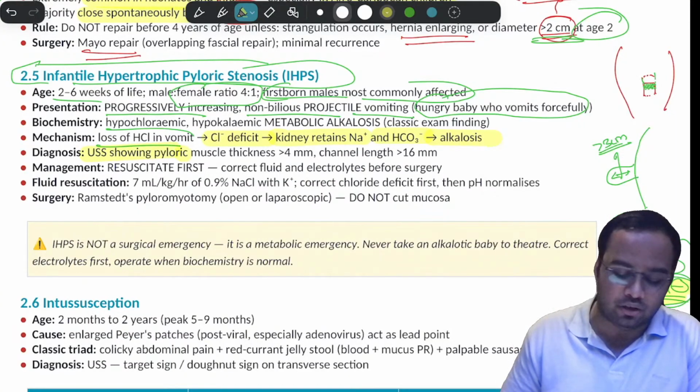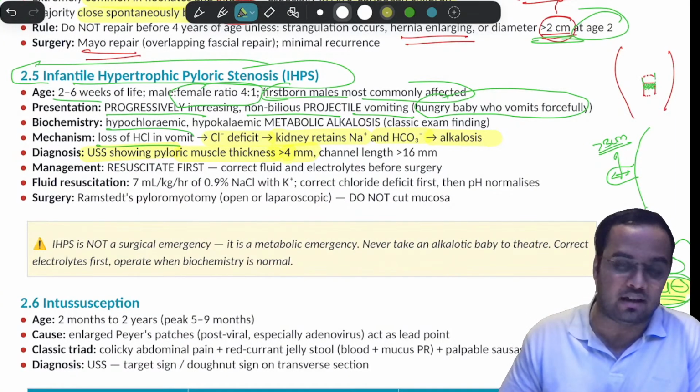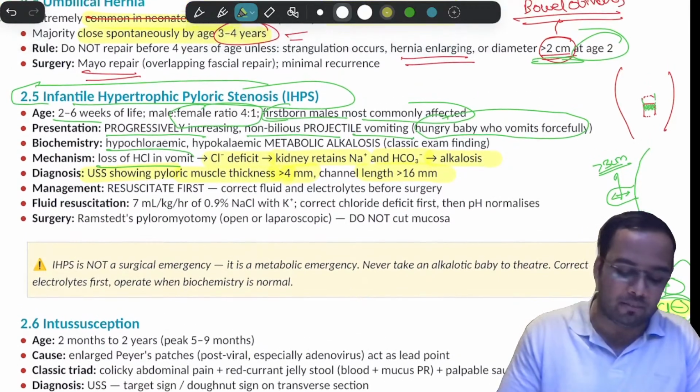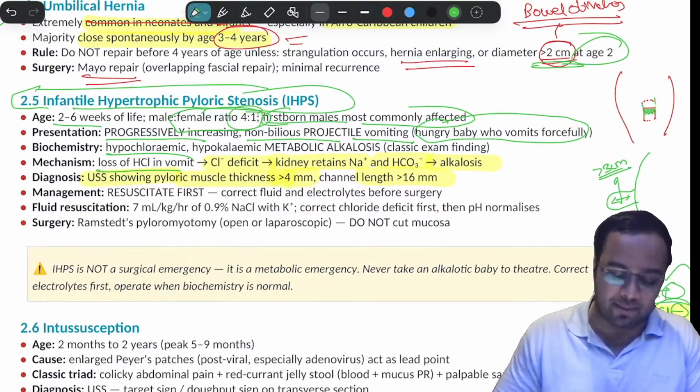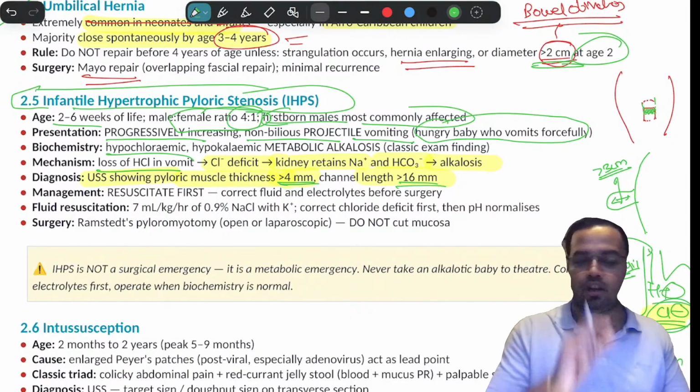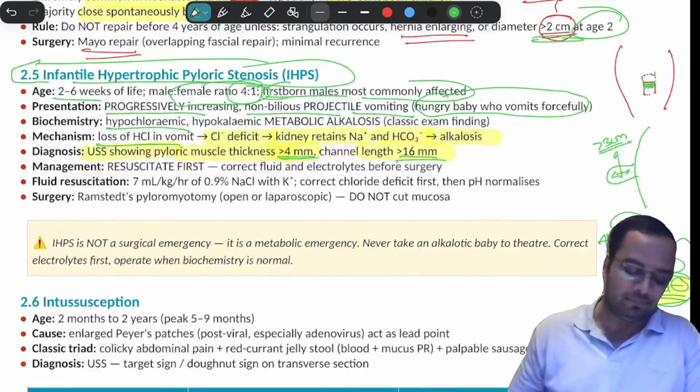Diagnosis is ultrasonography, which is going to show the muscle thickness more than 4 mm, and the length is going to be more than 16 mm. So it is a square of 4. So if you remember, 1:4 is the female ratio, 4 mm is the muscle thickness, and square of 4 is again 16 mm. So that is the length of the hypertrophic muscle.